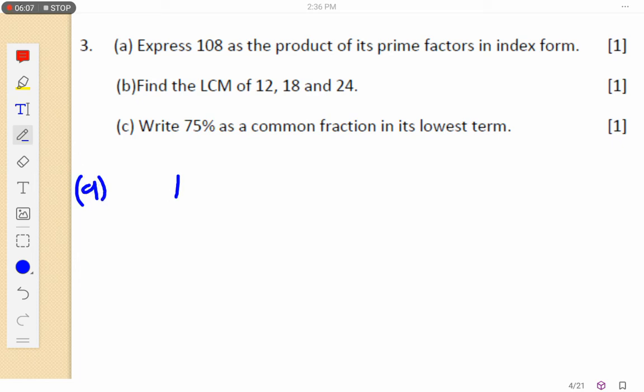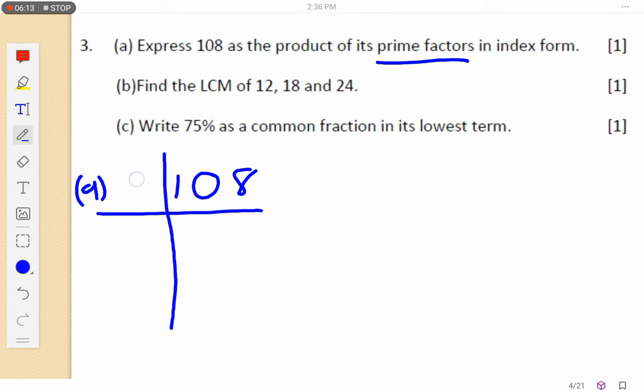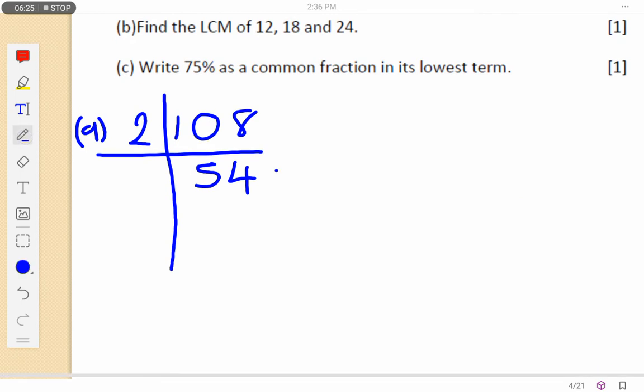I'm going to divide 108, starting with the lowest prime factor. I've got 2. 2 into 10, 5. 2 into 8, 4. Okay, then let's go on. The next one, 2 can also go again into 54. 2 into 5, 2, remainder 1, 2 into 14, 7.